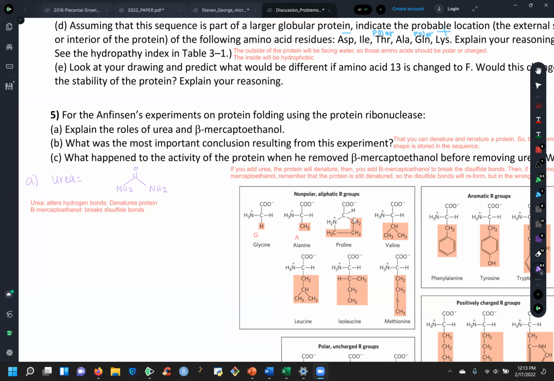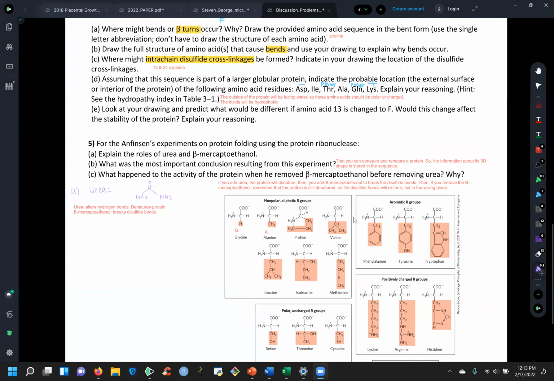But so far, easy? Yes, once we know our terminology, things are not so scary, right? This is easy. Okay, now the hard question. What happens if you add urea to your three-dimensional protein?